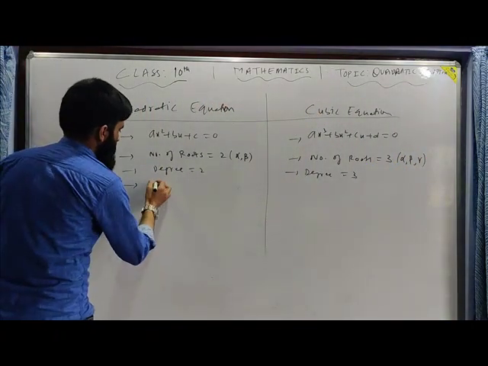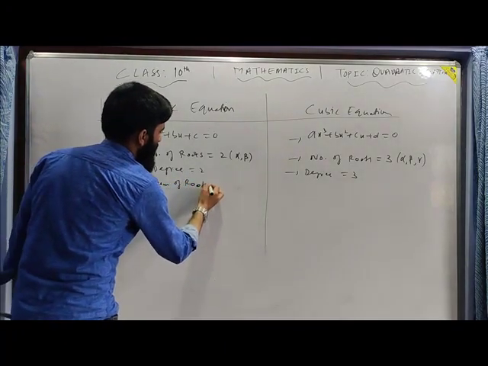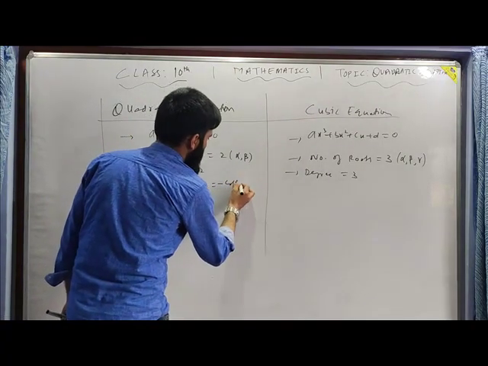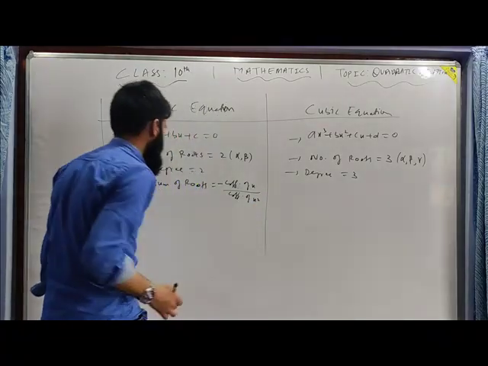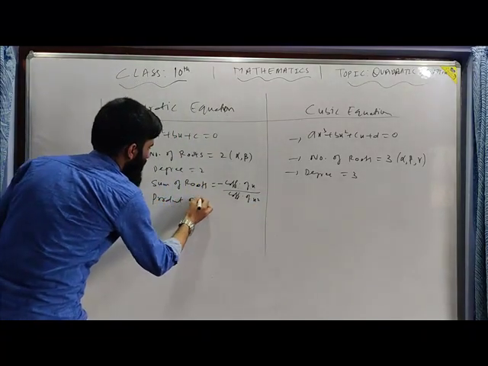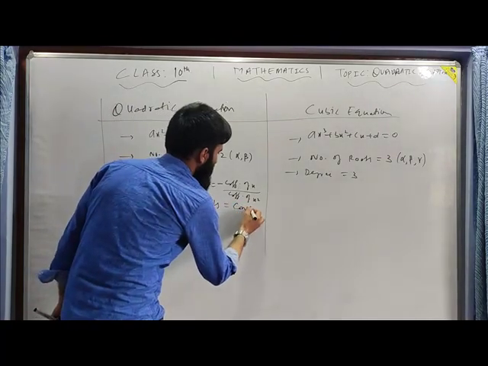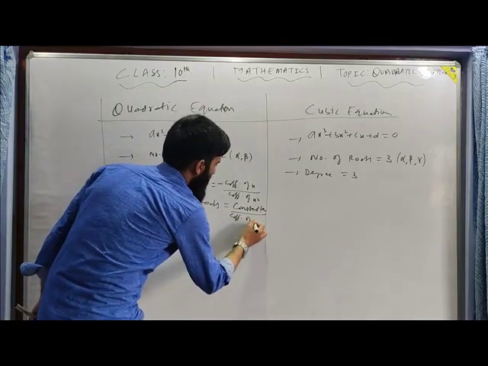Now the relations. For the quadratic equation, the sum of roots is equal to minus coefficient of x upon coefficient of x square, and the product of roots is equal to the constant term upon coefficient of x square.